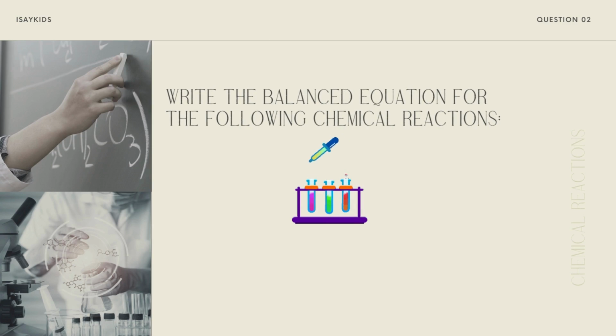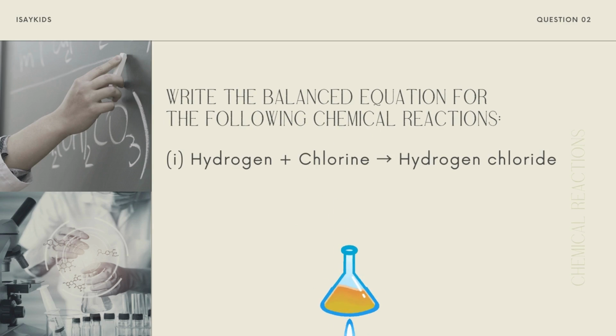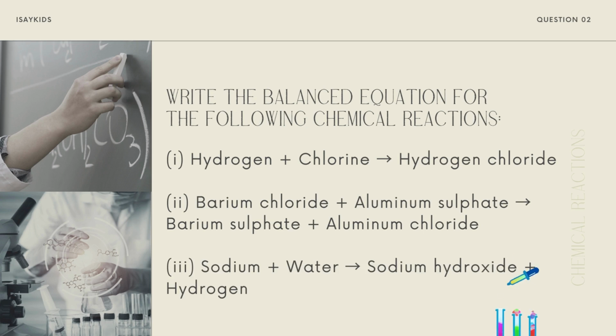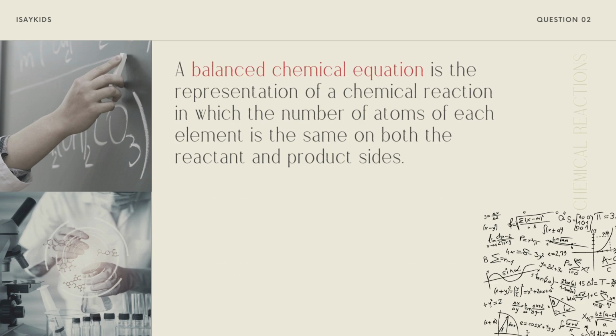Now the next question is to write the balanced equation for the following chemical reactions. Hydrogen plus chlorine gives hydrogen chloride. Barium chloride plus aluminum sulfate gives barium sulfate plus aluminum chloride. And sodium plus water gives sodium hydroxide plus hydrogen. Let's see again what a balanced chemical equation is.